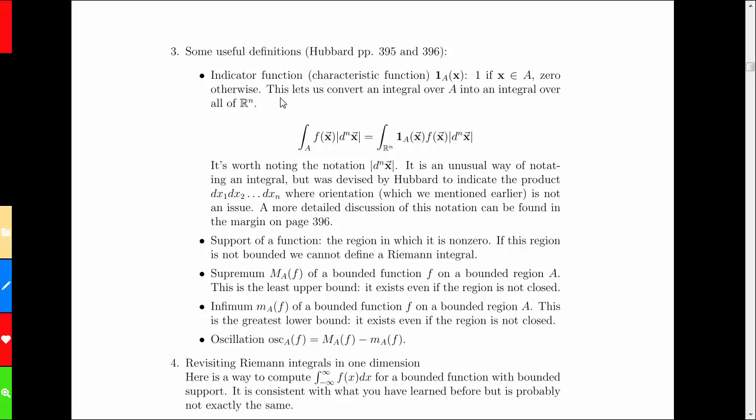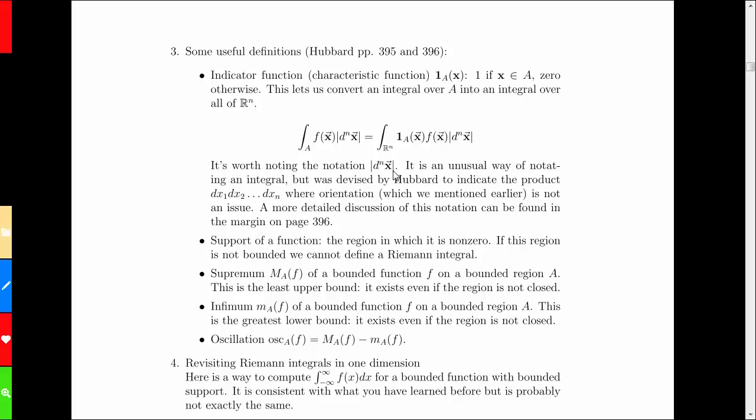The advantage of using indicator functions is that we can convert an integral over a possibly rather messy region A into an integral over all of Rn. So if I want to integrate the function f of x over region A, equivalently I can multiply f of x by the indicator function, which is 1 inside A, 0 outside, and then do the integral over all of Rn. These integrals look as though we're doing them over all of Rn, but in fact the indicator function is only going to be non-zero on a bounded region.